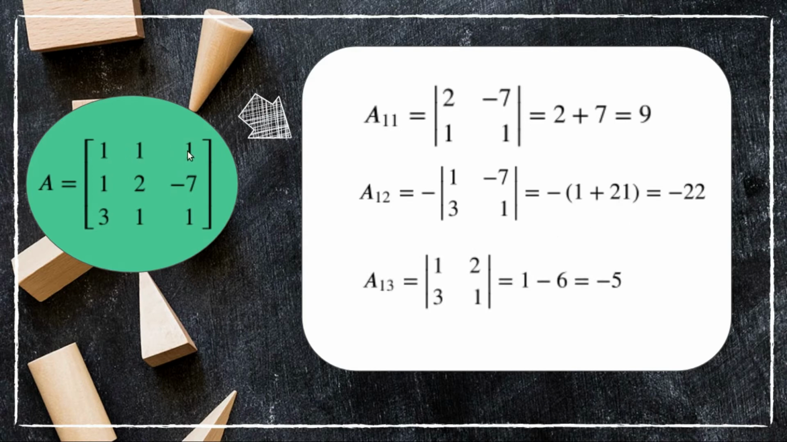A13: eliminate first row, third column. (-1) raised to 4 is positive. Then determinant 1, 2, 3, 1. 1 into 1 is 1, minus 3 into 2 is 6. 1 minus 6 is -5.